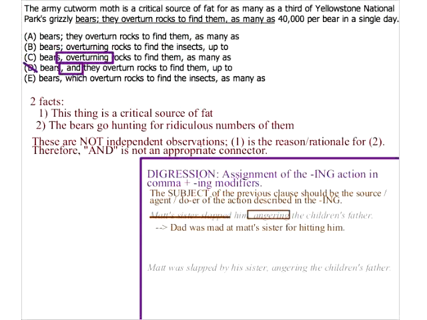Versus the implication in the second sentence, comma angering refers to Matt himself. So the implication here is that Dad was mad at Matt, presumably for being hit by a girl or something like that. There's very different meanings here. They're describing the action that is ultimately the same, but the modifier is talking about the generator of that action.